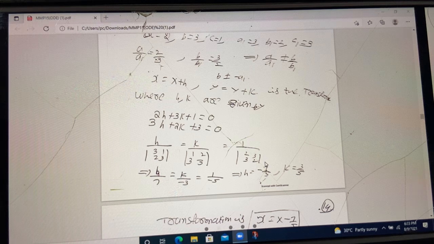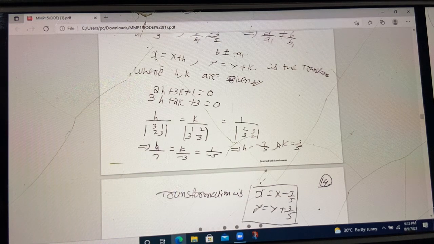So h by 9 minus 2, that is 7. k by 3 minus 6, that is minus 3. 1 by 4 minus 9, that is minus 5. Cross multiply first and last. h equals minus 7 by 5, k is 3 by 5. So if you are asked to find what are h and k, stop.